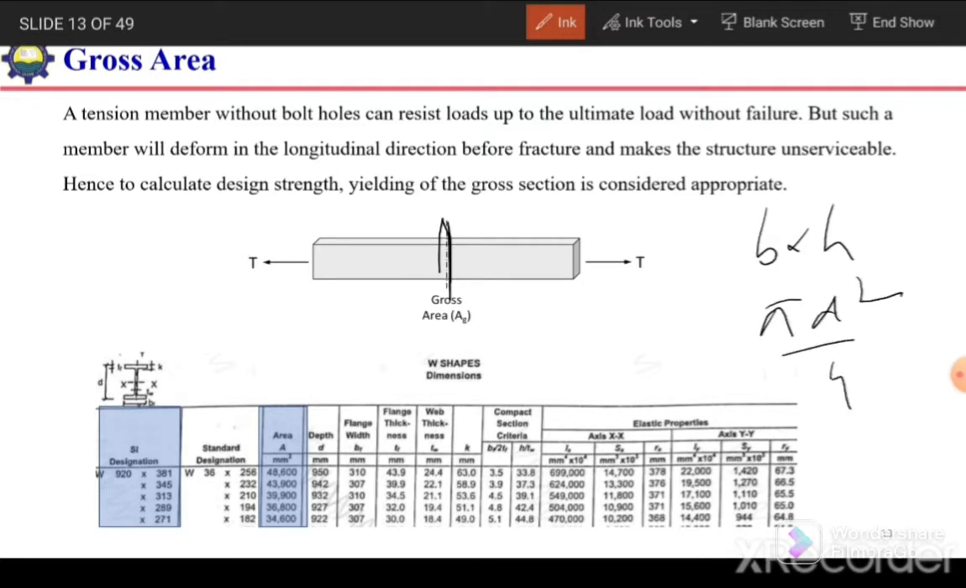But if we have some other structural shapes like W section, angle section, so for that either we can calculate the area by using the dimensions of flange and web, or otherwise, in case of standard structural members or standard structural shapes, we can have the table or the properties of this section in the LRFD manual. So from there we can find the area of that section.